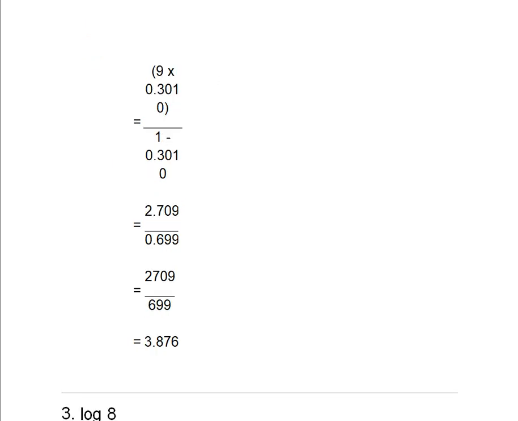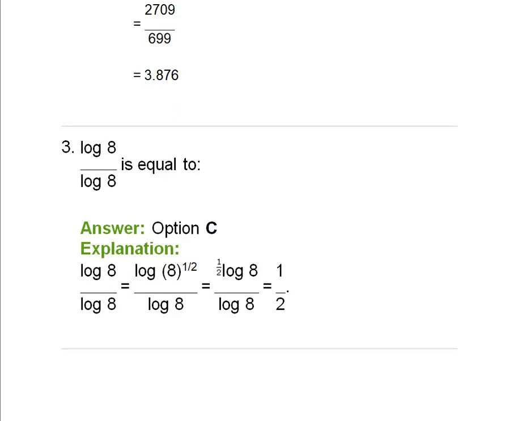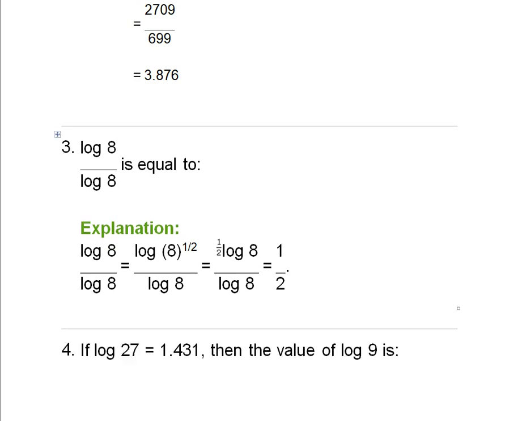And you know the value of log 2, so you can write it as 9 times 0.3010. Similarly, you know the value of log 2, so 1 minus 0.3010, that is 2.709 divided by 0.699, that is equal to 2709 divided by 699, which after dividing you get as 3.876. So that means the value of log 512 to the base 5 is 3.876.